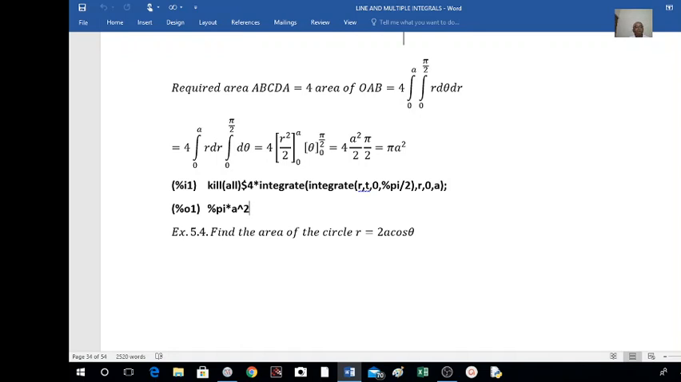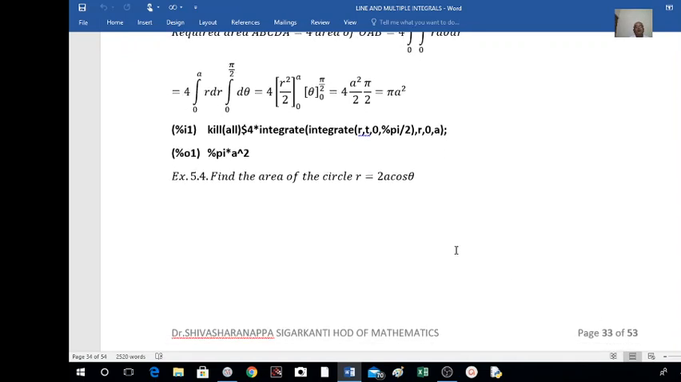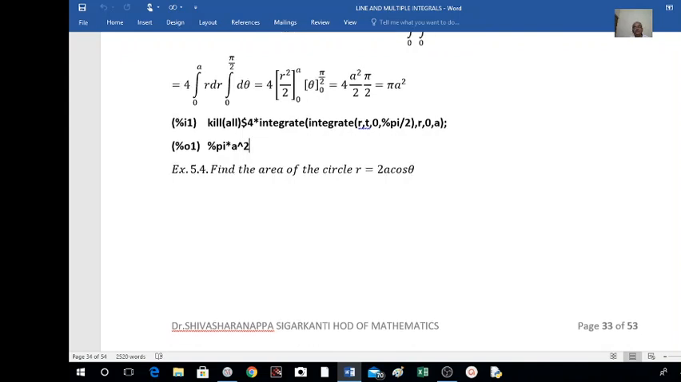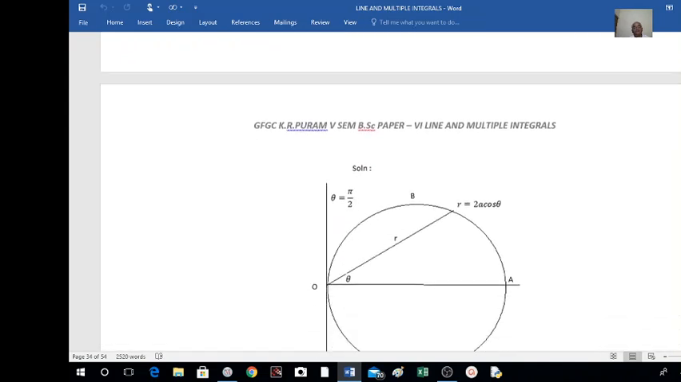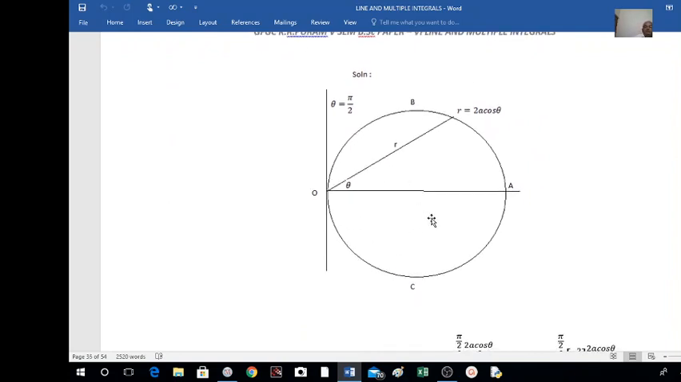Next example. Find the area of the circle r equal to 2a cos theta. In polar form, this represents a circle whose center is at the point (a, 0) and whose radius is equal to a. Okay, the figure is like this. This is the circle here. Center is here, (a, 0), and radius is equal to a, right? And this is the circle symmetrical about the x-axis, and the center lies on the x-axis.